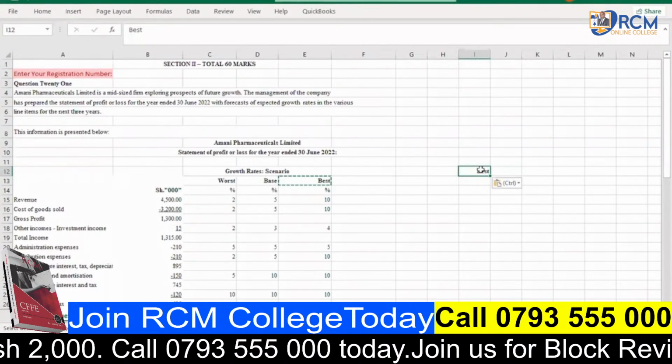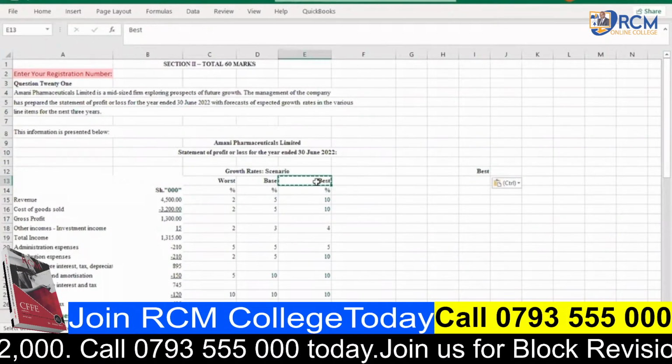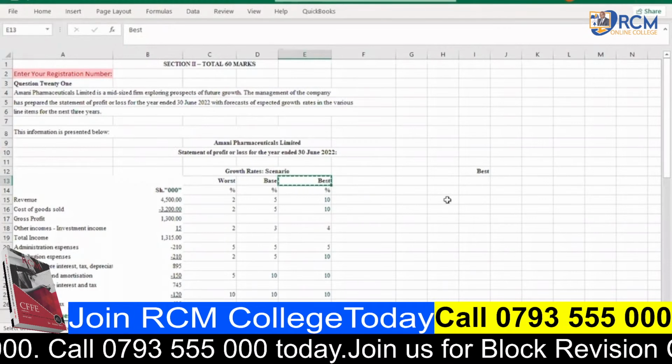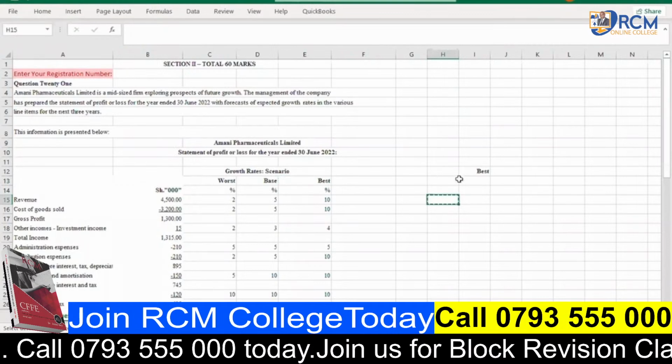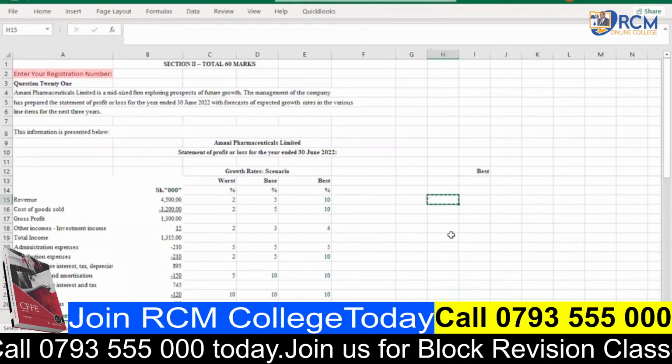Then let's move to C. Control C is basically copying. It does not paste that information here. So option C is out.